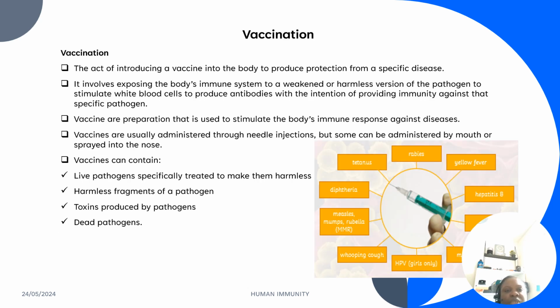Vaccination is the art of introducing a vaccine to the body to produce protection from a specific disease. By vaccine, we mean a preparation that is used to stimulate the body's immune response against diseases. Vaccines contain killed, weakened, or synthetically manufactured versions of the disease-causing germ, or parts of the germ called antigens. Some newer vaccines like the COVID-19 mRNA vaccine contain instructions for producing antigens rather than the antigen itself. Other components include stabilizers, preservatives, and adjuvants.